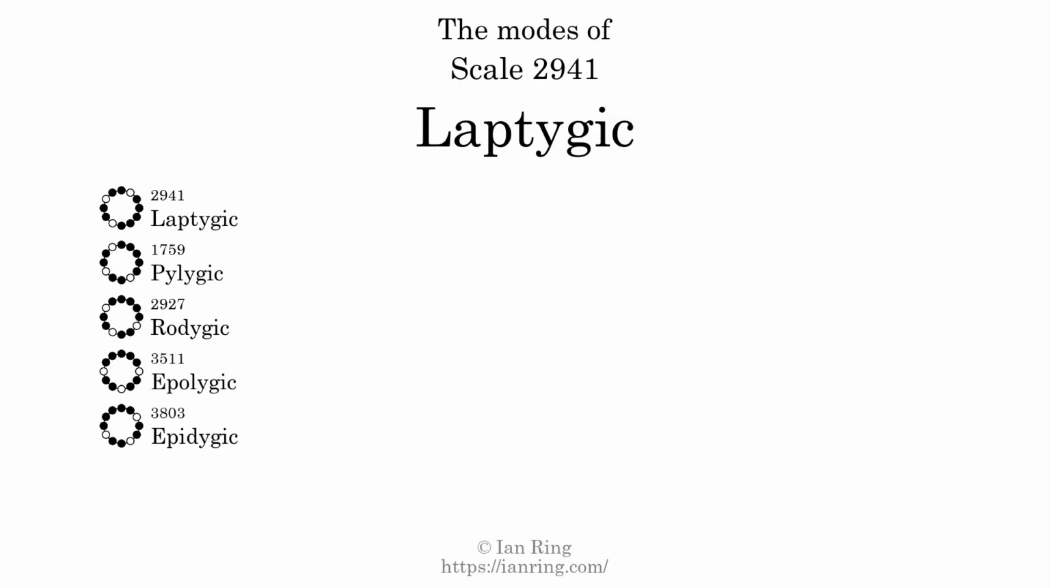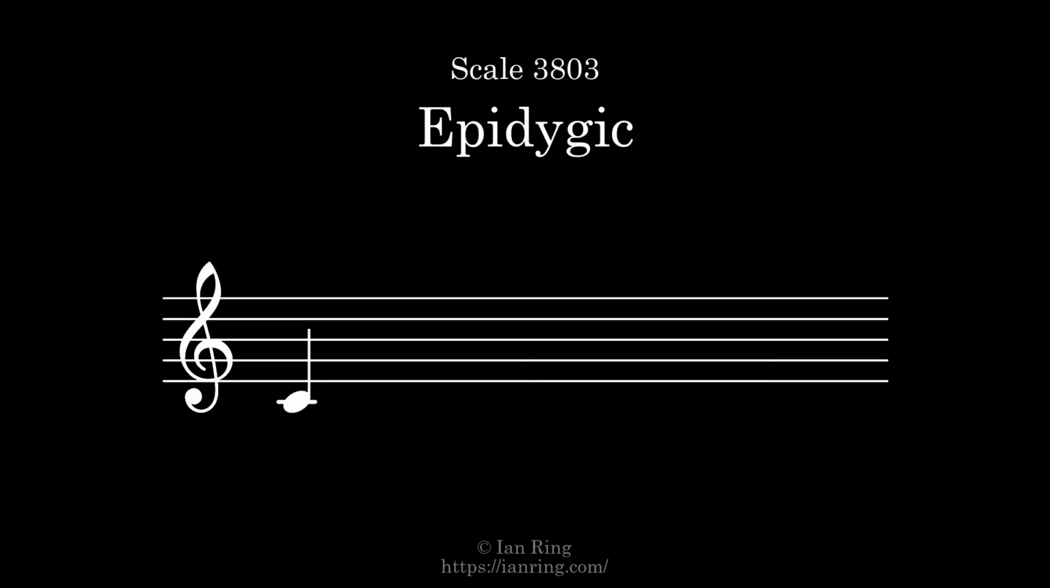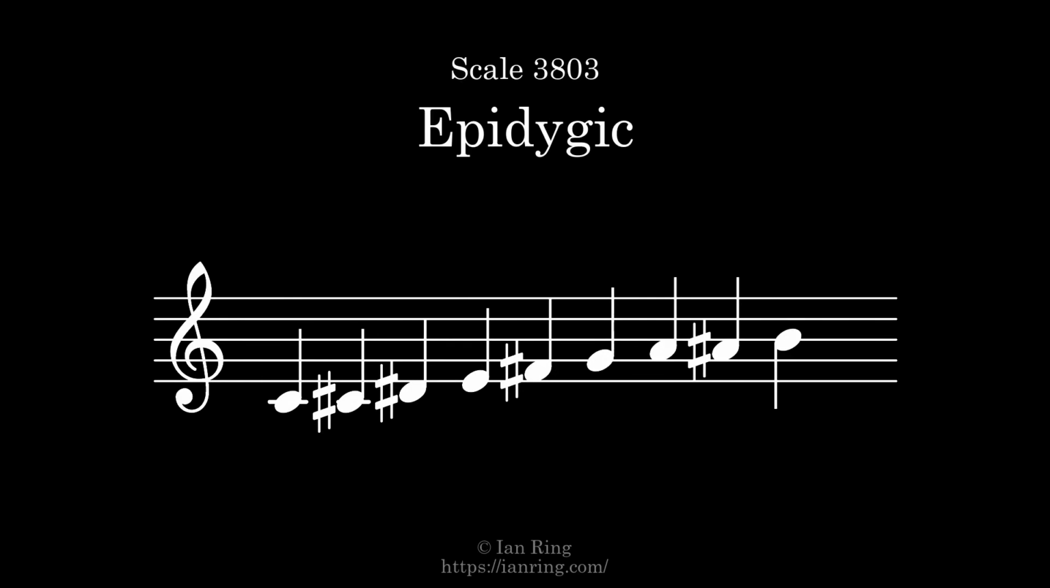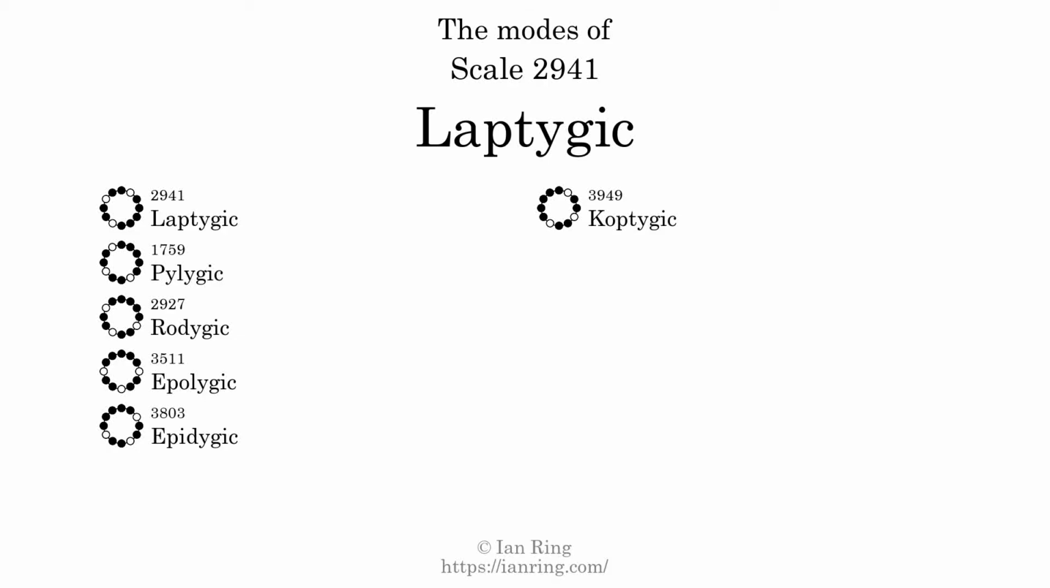The fifth mode is scale 3803, also known as Laptygic. It sounds like this. The sixth mode is scale 3949, also known as Laptygic. It sounds like this.